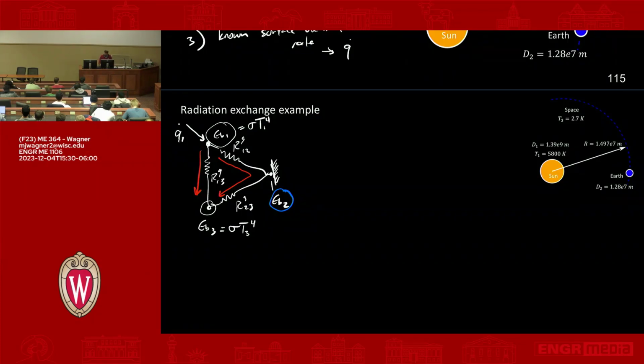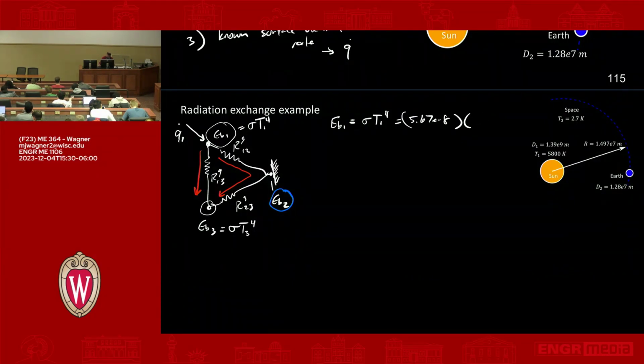Okay, so what I'm going to do now is start by trying to calculate the emissive power. So emissive power, EB1, is equal to sigma T1 to the 4th. So that is, sigma is 5.67 e to the minus 8th times T to the 4th, so that's 58.